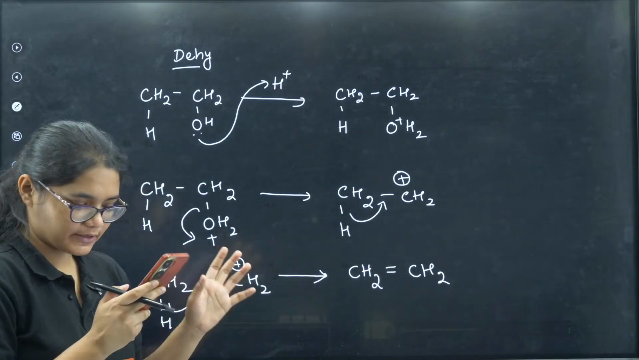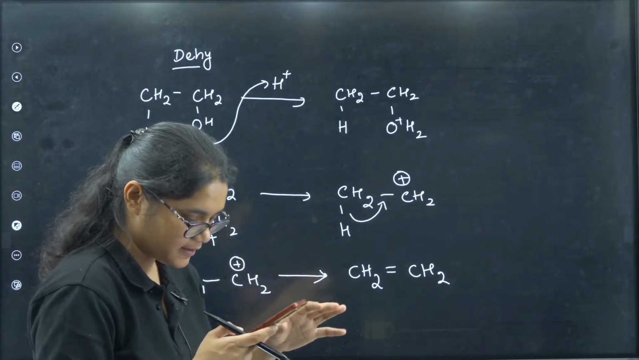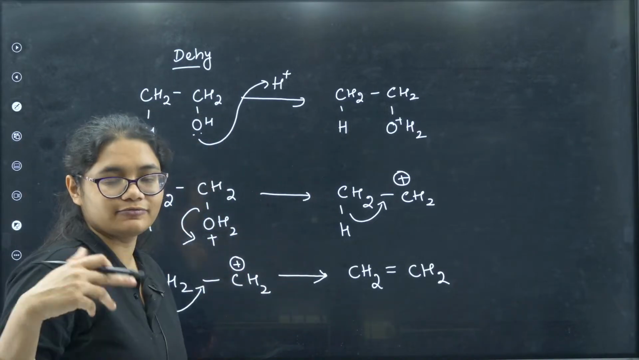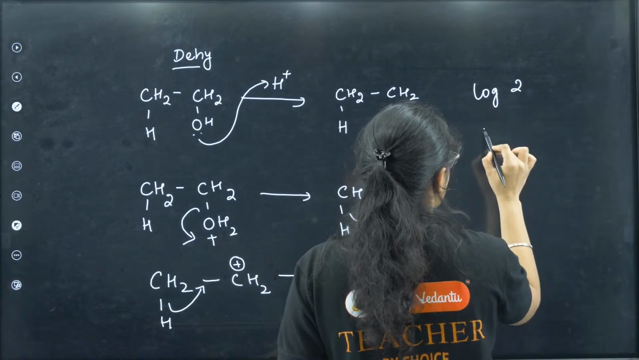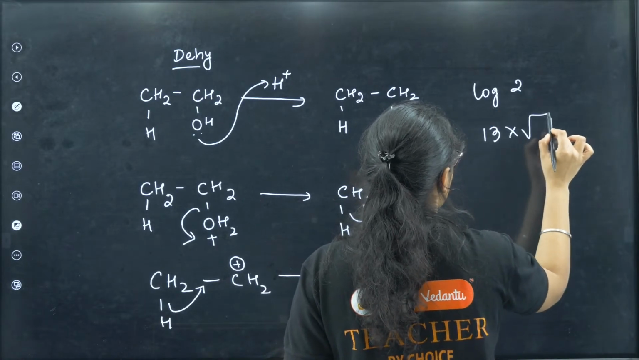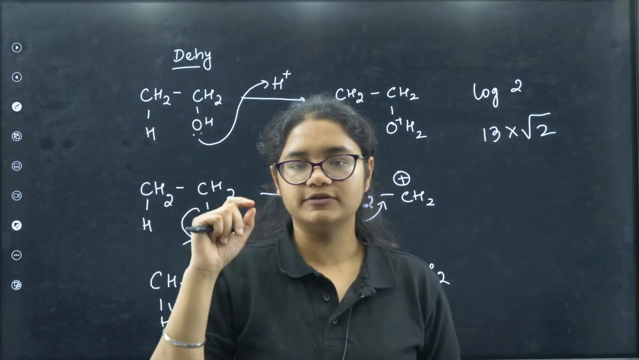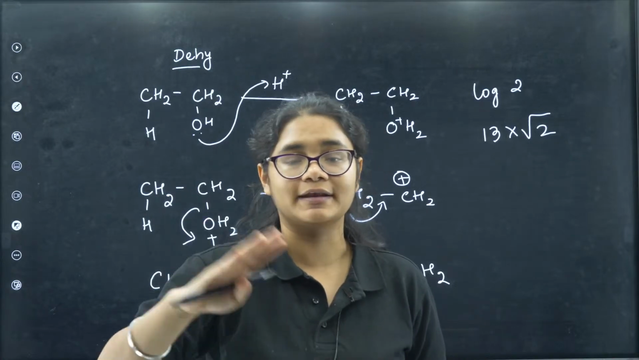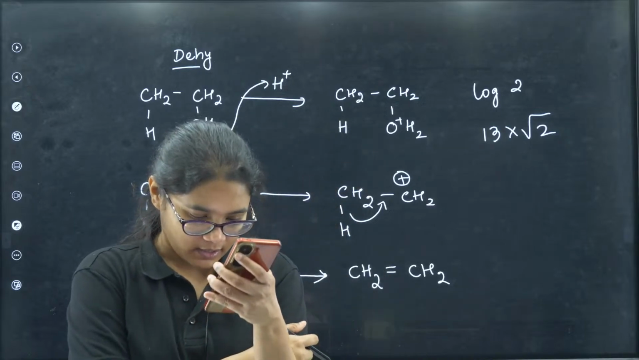Okay, Ananya has a question: how to calculate log value in a calculator. Sorry Ananya, I missed your comment. Suppose you want to find log 2. You have to take the square root of 2, 13 times. First find the square root, then keep pressing the square root key up to 13 times, and the value you get is your log value. Clear?